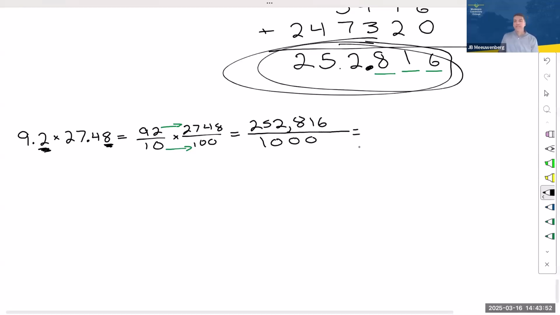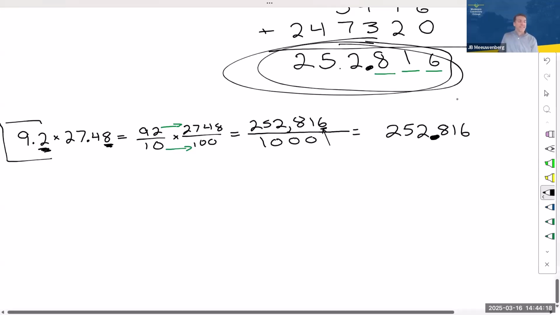If we now want to rewrite this as a decimal, because our denominator is 1,000, we know that our last digit has to go in the thousandths place, 252,816. The only way to get that 6 in the thousandths place is to put the decimal point right there. 1, 2, 3: tenths, hundredths, thousandths. So this model links it to the traditional multiplication of decimals model, that traditional algorithm.